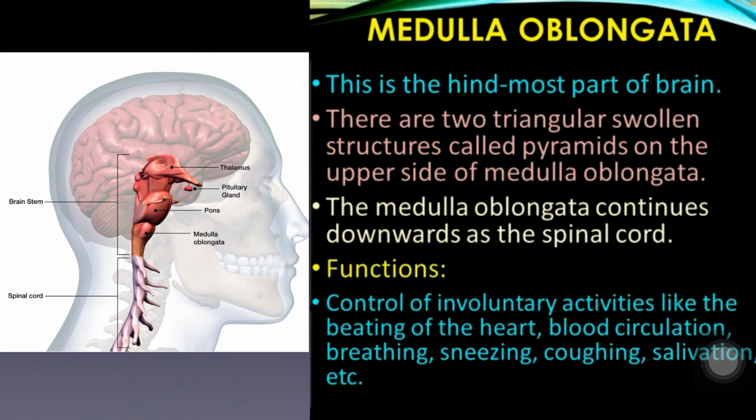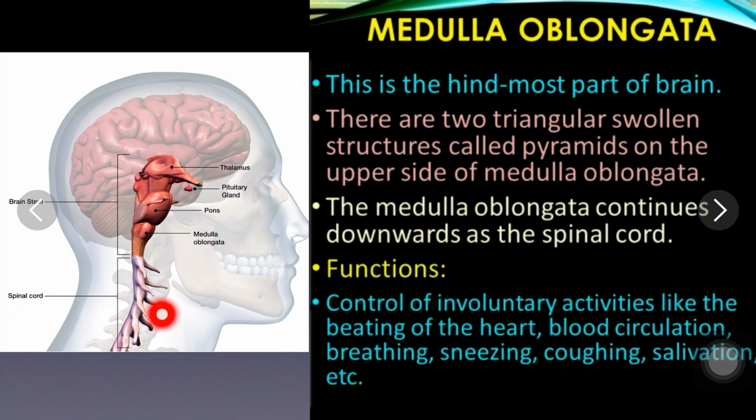Now next is medulla oblongata. Student, this is the hindmost part of the brain. There are two triangular structure called pyramids on the upper side of medulla oblongata. The medulla oblongata continues downward as the spinal cord. As you can see here, this is medulla oblongata and it continues as a spinal cord.